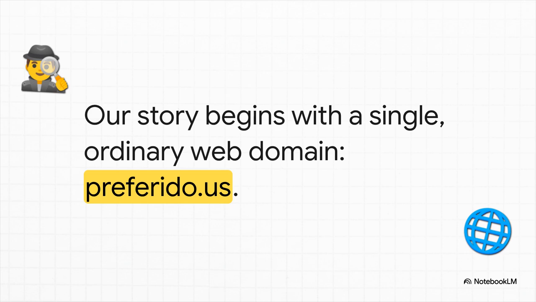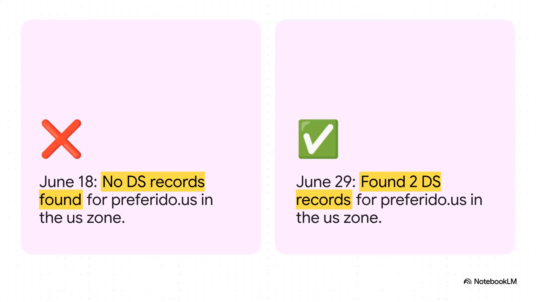Our whole investigation, it all starts with this single domain. On the surface, perforito.us looks perfectly fine. But underneath, a really critical piece of its security was broken. And check this out. The developer's own logs show this dramatic shift in just 11 days. On June 18th, a security audit basically comes back saying, nope, nothing here. It's missing what's called a DS record, a key security component. But then, by June 29th, boom, it has two. Figuring out that small change, well, that's the key to this whole story.